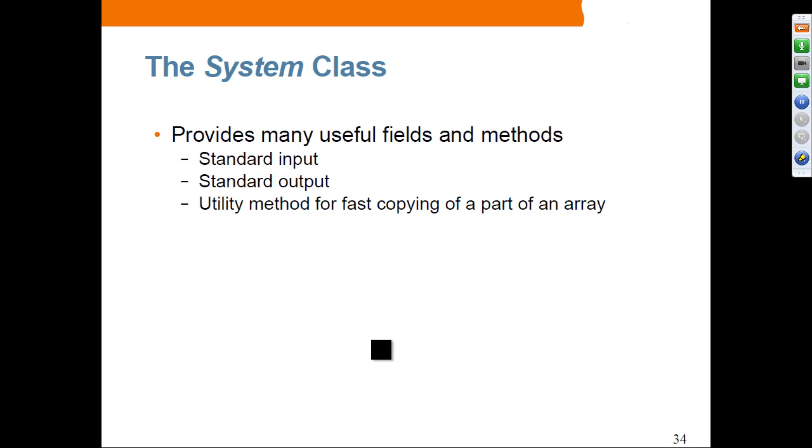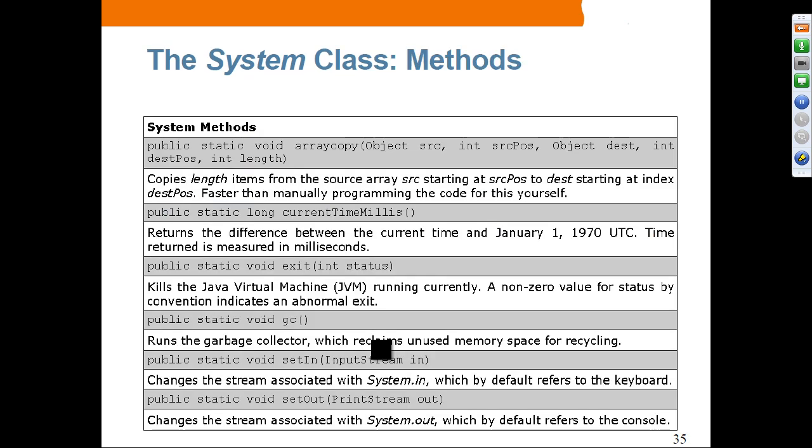It does, in fact, have 3 static fields: in, out, and error. Okay, so standard input and standard output. And it does have a lot of utility methods for fast copying part of an array. So let's take a look at an example. Array copy. When you have an array, instead of doing the copying between 2 arrays yourself, if you can use array copy, it's going to be a lot faster, because it's very much optimized.